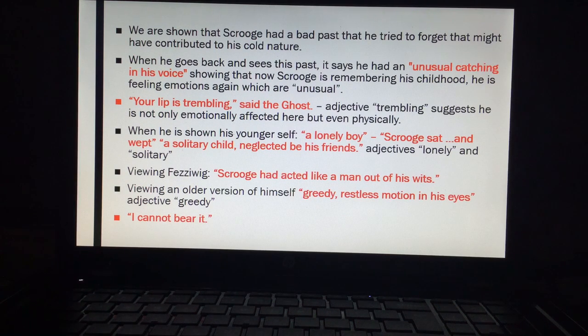Physically, he is traumatized by what he witnesses. And this goes further, because when he is shown his younger self, we get a lonely boy. Scrooge sat and wept, a solitary child, neglected by his friends.